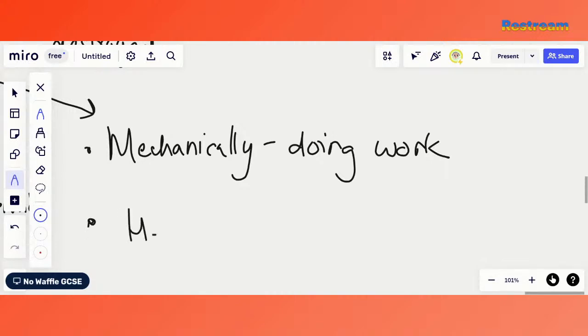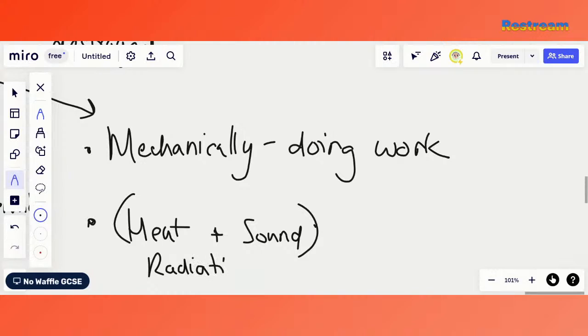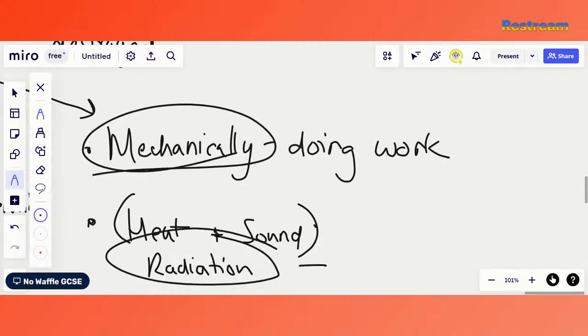The other way energy can be transferred is through heat or sound, and both of these are referred to as radiation. So, energy can be transferred either mechanically or through radiation. Now, radiation can be heat, light, sound, etc.